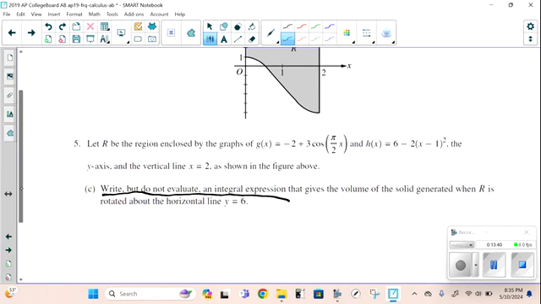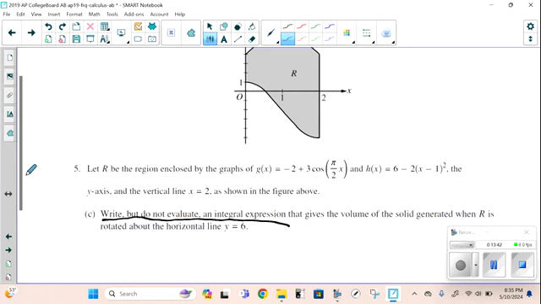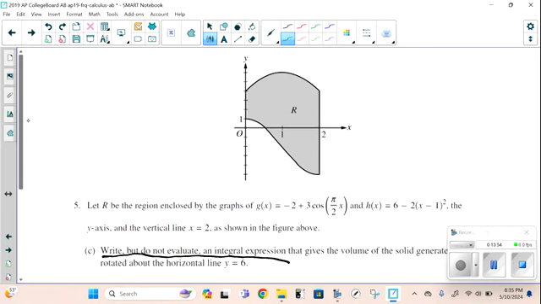Okay, so write but do not evaluate the integral expression that gives the volume of the solid generated when R is rotated about the horizontal line y equals 6. So first off, 6: 1, 2, 3, 4, 5, 6. This is 6 right here.